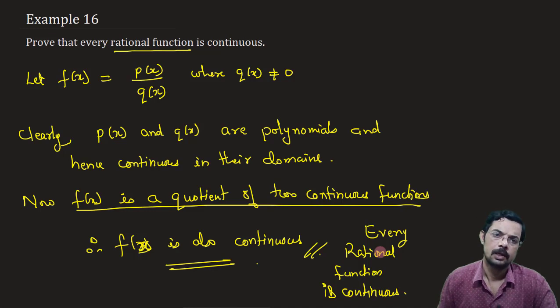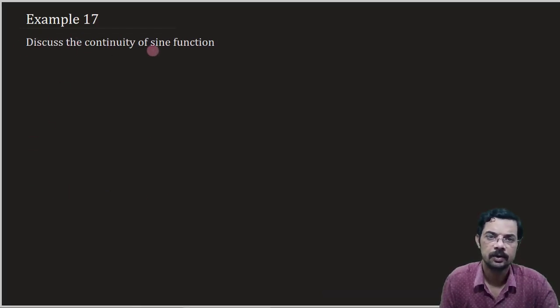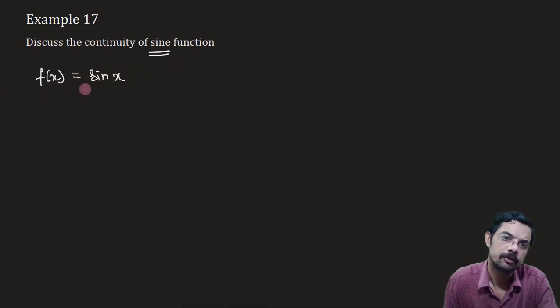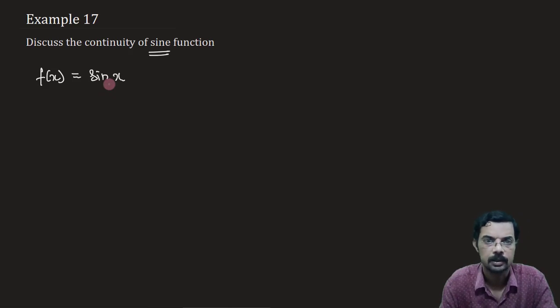Okay. Next, let us look at example 17. Discuss the continuity of sine function. This is a very important problem. So let us take the function f of x equal to sine of x. We know that the function sine of x is defined on all real numbers, from minus infinity to infinity. The domain is R.